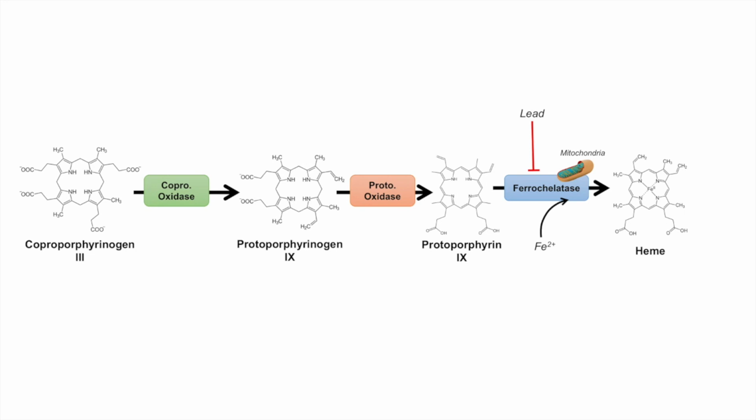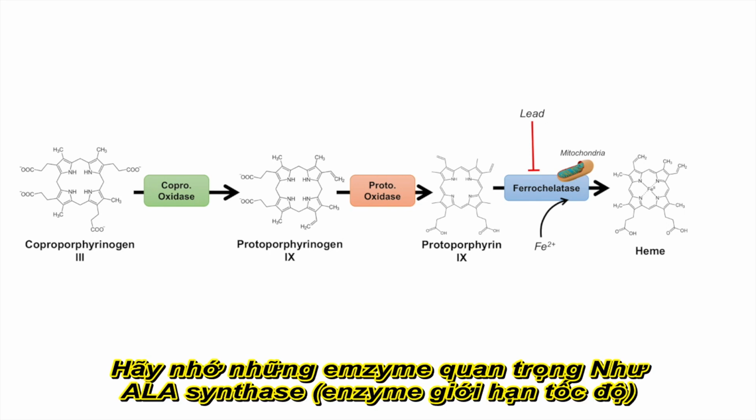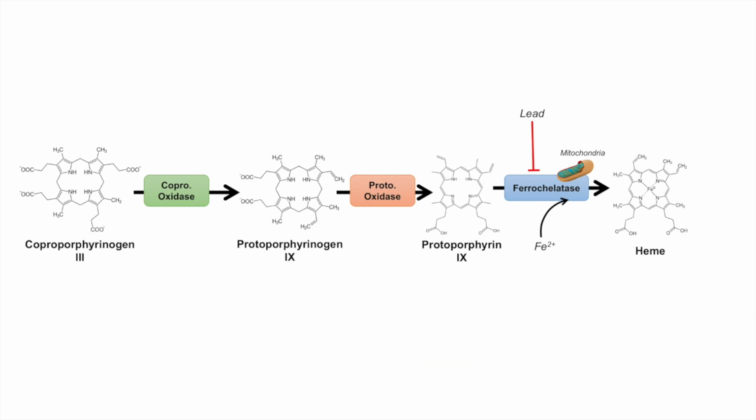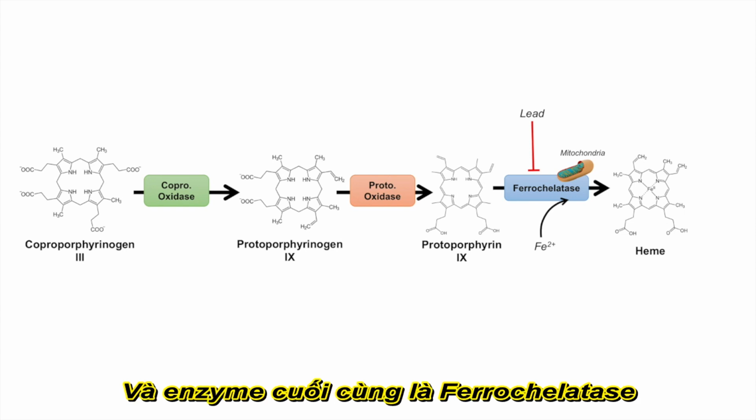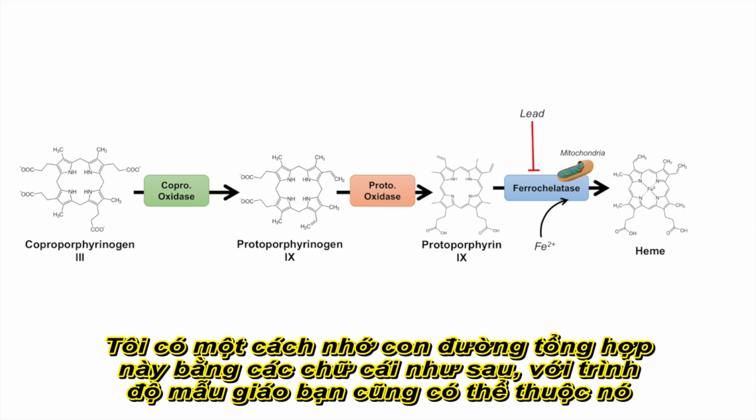I know this is a lot of big words. You might find that it's not easy to remember all of this, but all I would suggest is that you remember a few of the enzymes. I would suggest you remember the first enzyme, because that's the rate-limiting enzyme, ALA synthase. I'd also suggest remembering ALA dehydrase, because that's where lead acts, and that's the second step of the pathway. And I'd also say you should remember ferrochelatase, the last enzyme of the pathway, because this is also where lead is an inhibitor. So those are the three key enzymes that I want you guys to remember.